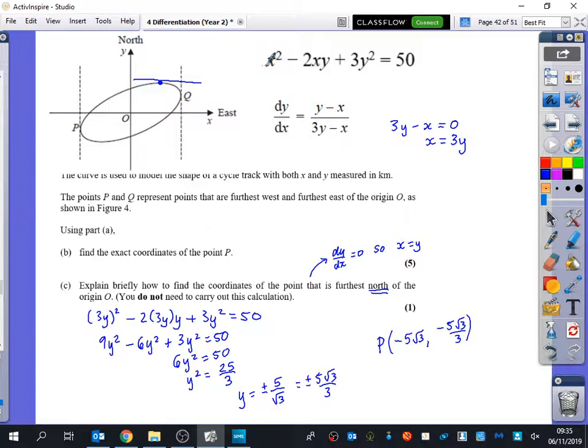They say explain it, you don't need to do it. It's almost easier to do it than to explain it. Do you know what I mean? For 1 mark to have to explain that, I'd rather actually just do the work myself. But I guess we have to do it like that.